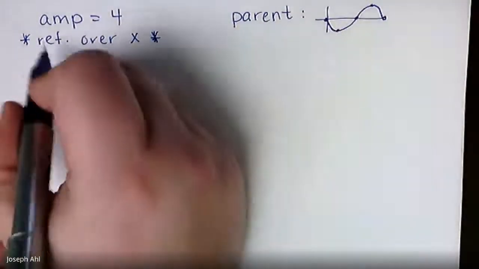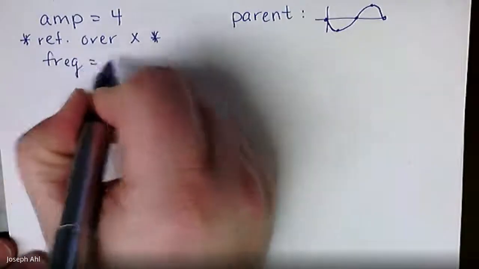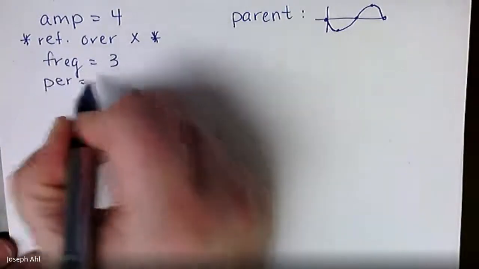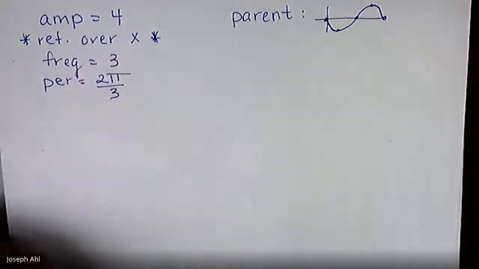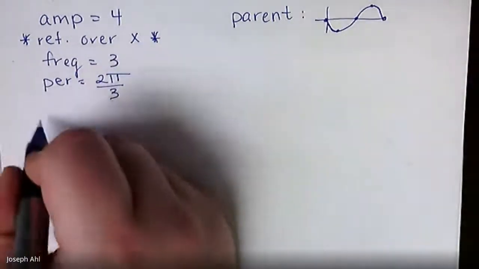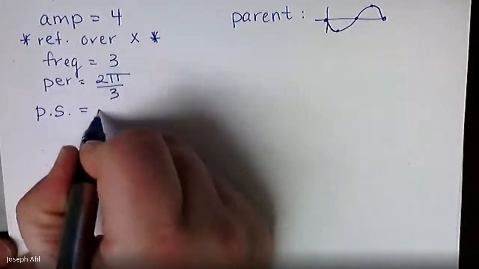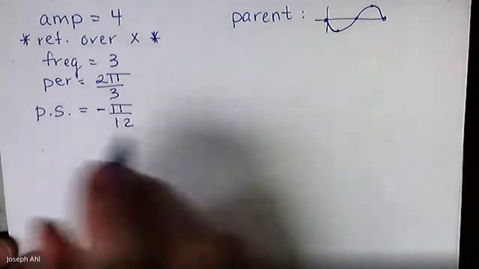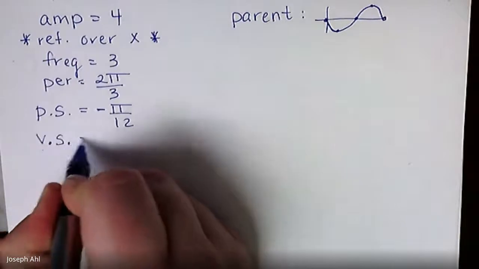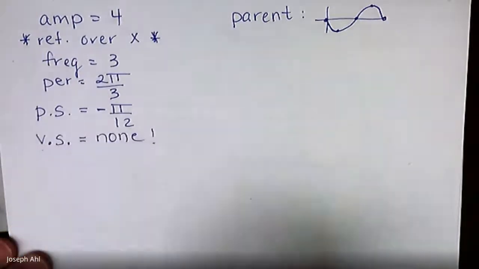All right, the frequency I factored out was 3, which tells me that the period, which is probably even a little bit more important, is 2 pi over 3. That's how often we see one cycle. We're going to use that information later. The phase shift is we're going to the left, pi over 12, so negative pi over 12. The vertical shift for this one is actually none. There's no plus or minus after the parentheses, so there's no up or down shift we have.